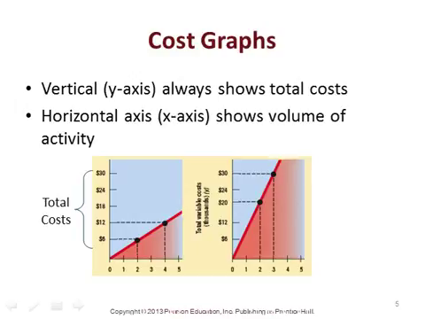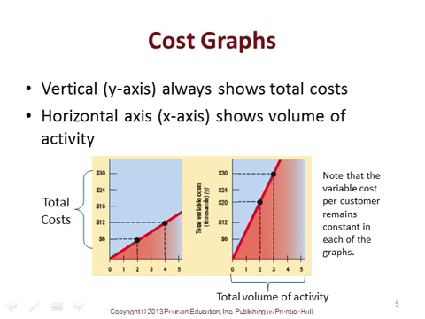Here we see the total cost being shown on the y-axis, and the total volume of activity being shown on the x-axis. And then finally, we want to note that the variable cost per unit remains constant in each of the graphs. Right? And so in the graph to the left, my variable cost per unit is $3. In the graph to the right, my variable cost per unit is $10, because for a volume of 2, I'm at $20 in total variable cost. In volume 3, I'm at $30.